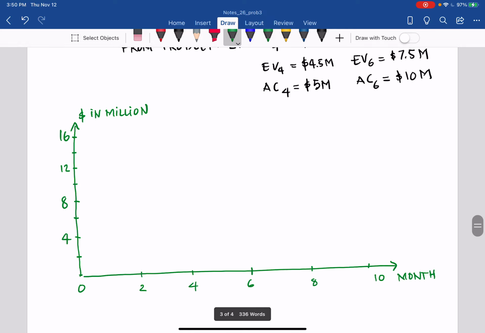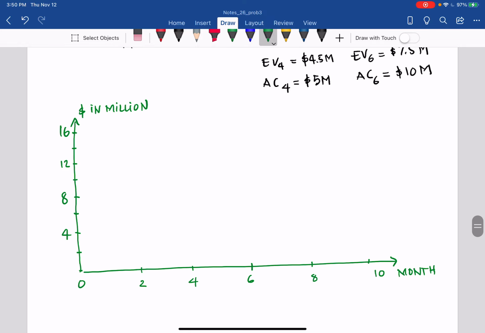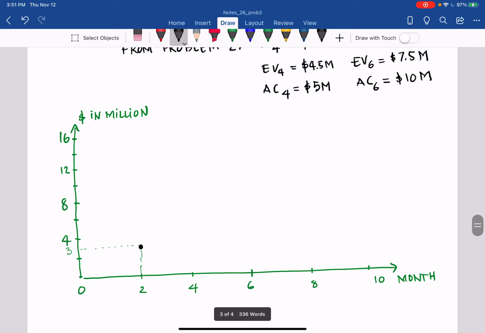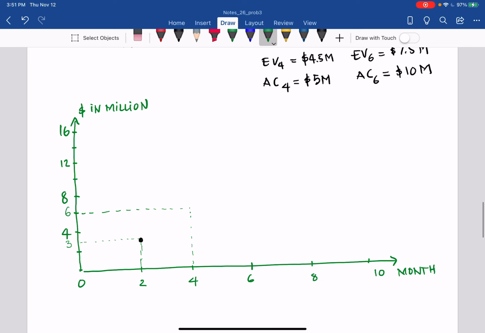PV2 is 3 million. So we have 3 million at month 2. The plan value, I put that point there, 3 million. At month 4, 6 million, and PV6 is 9 million. So at month 4, 6 million, and then at month 6, 9 million.